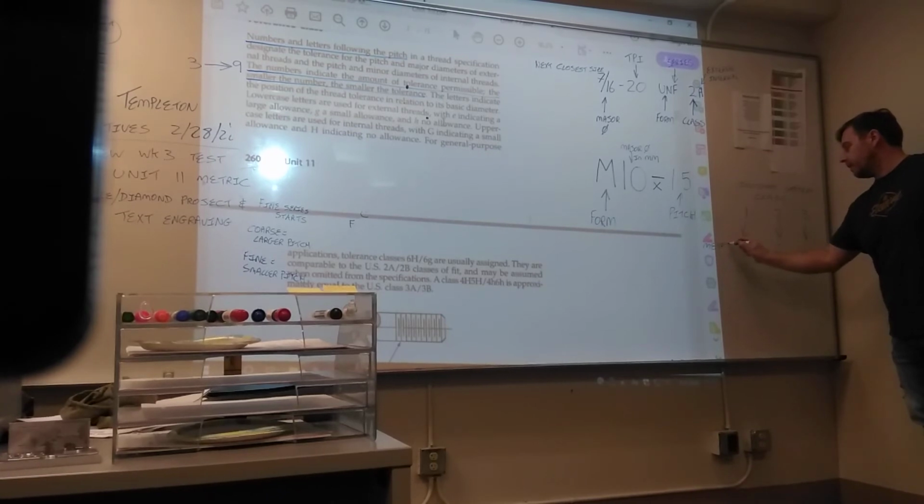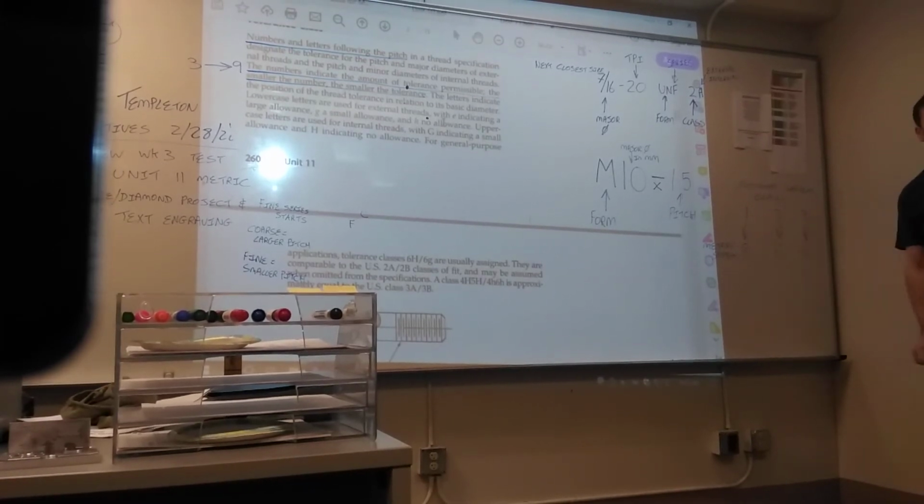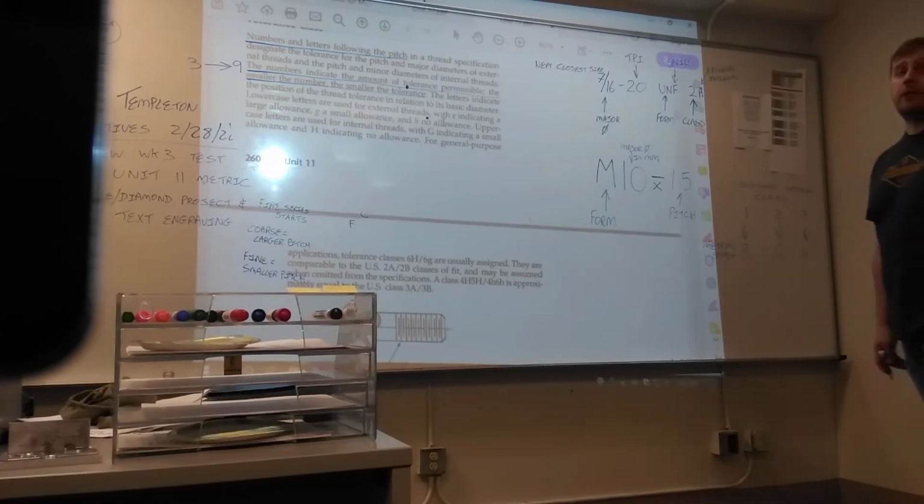So in the metric system, class 1 is roughly the number 8. Class 2 is roughly a 6. And class 3 is roughly 4.